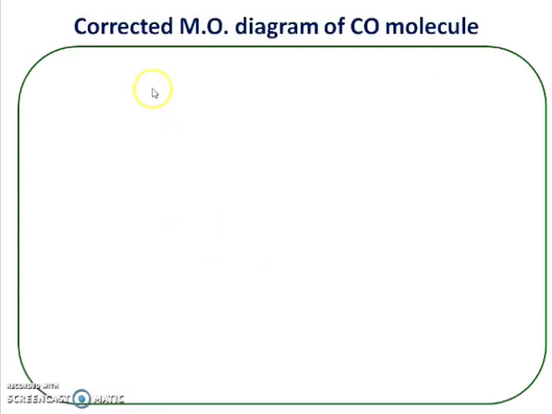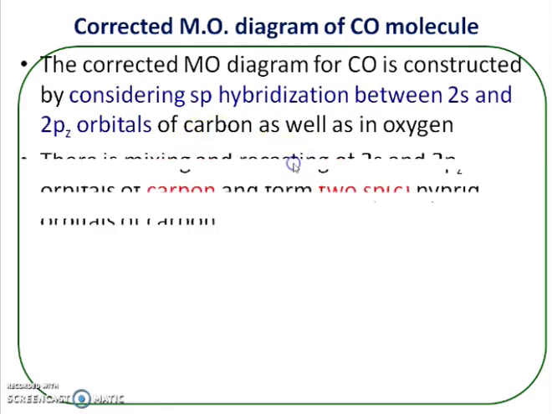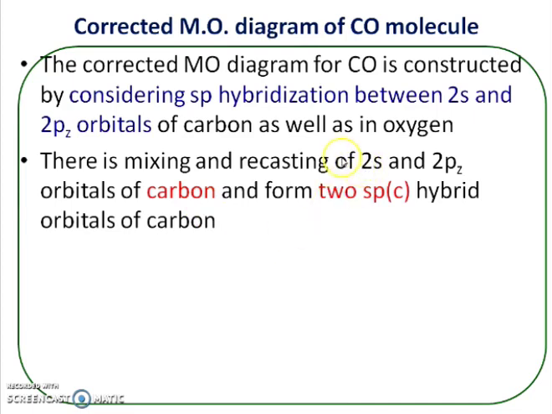Now the next point is the corrected or modified molecular orbital diagram for the carbon monoxide molecule. The corrected or modified molecular orbital diagram of carbon monoxide is constructed by considering sp hybridization between the 2s and 2pz atomic orbitals of carbon as well as oxygen. And when there is a mixing and recasting of the 2s and 2pz atomic orbitals of carbon, there is a formation of 2 sp hybrid orbitals of carbon. It is denoted by spC.